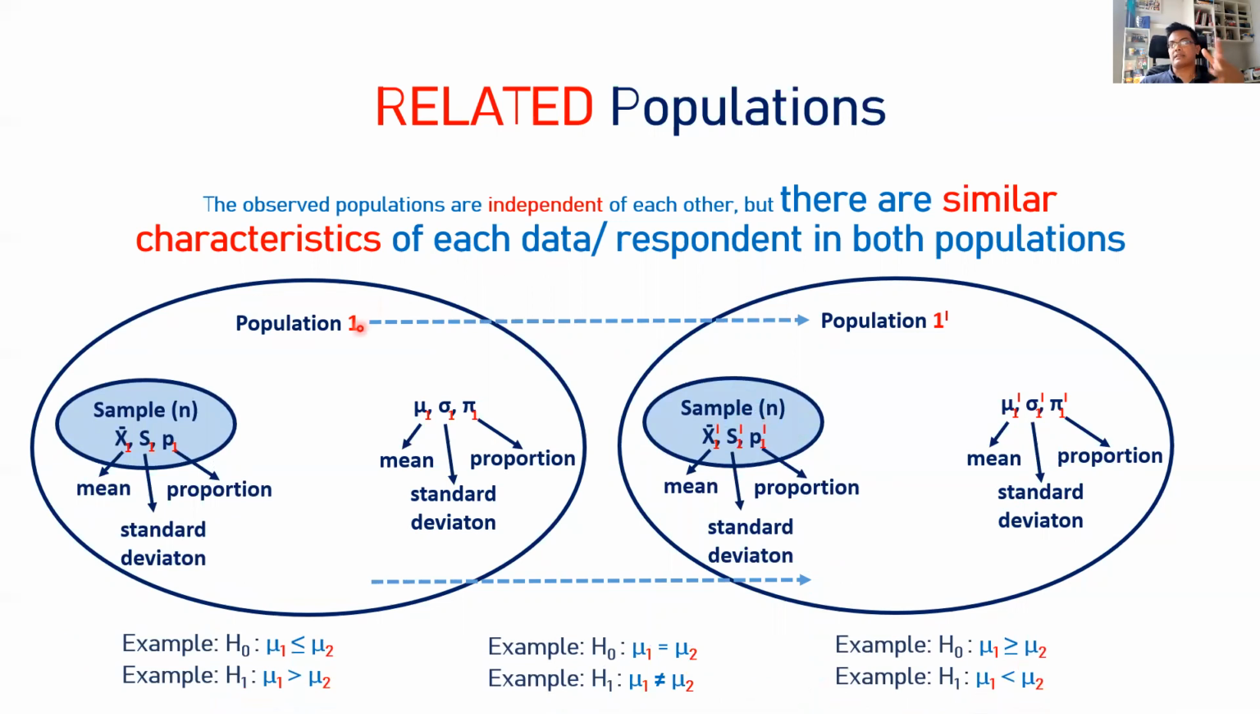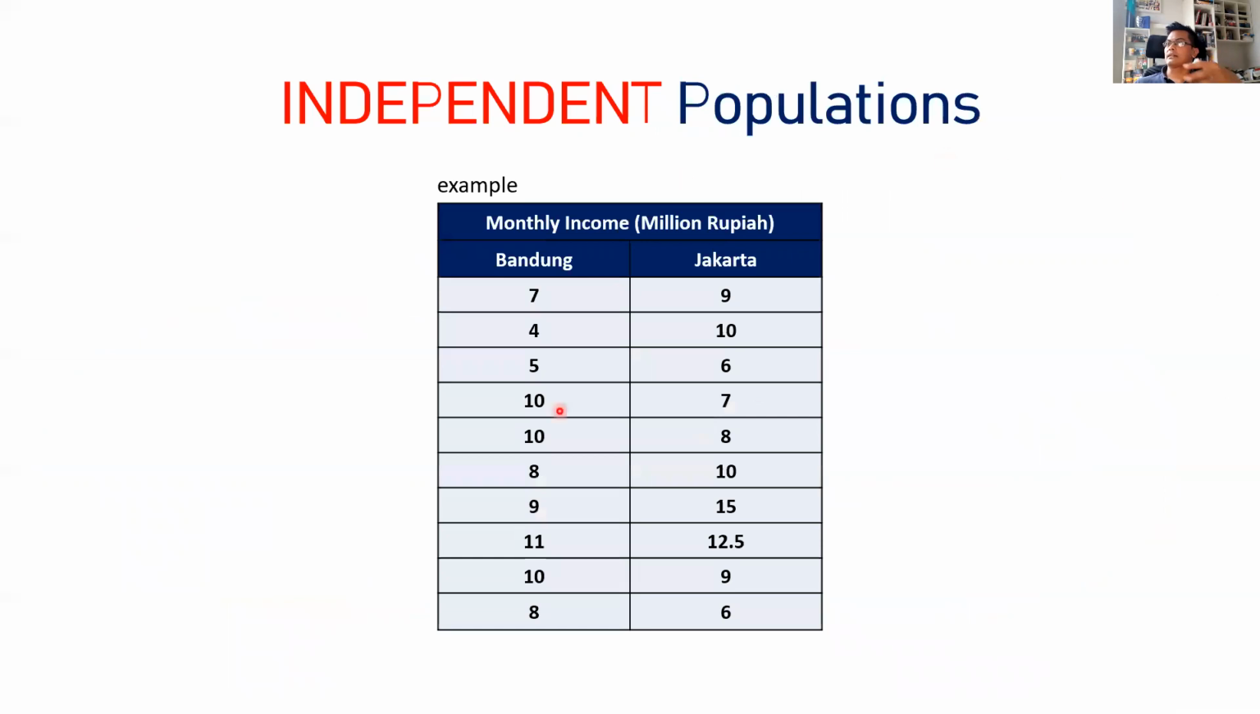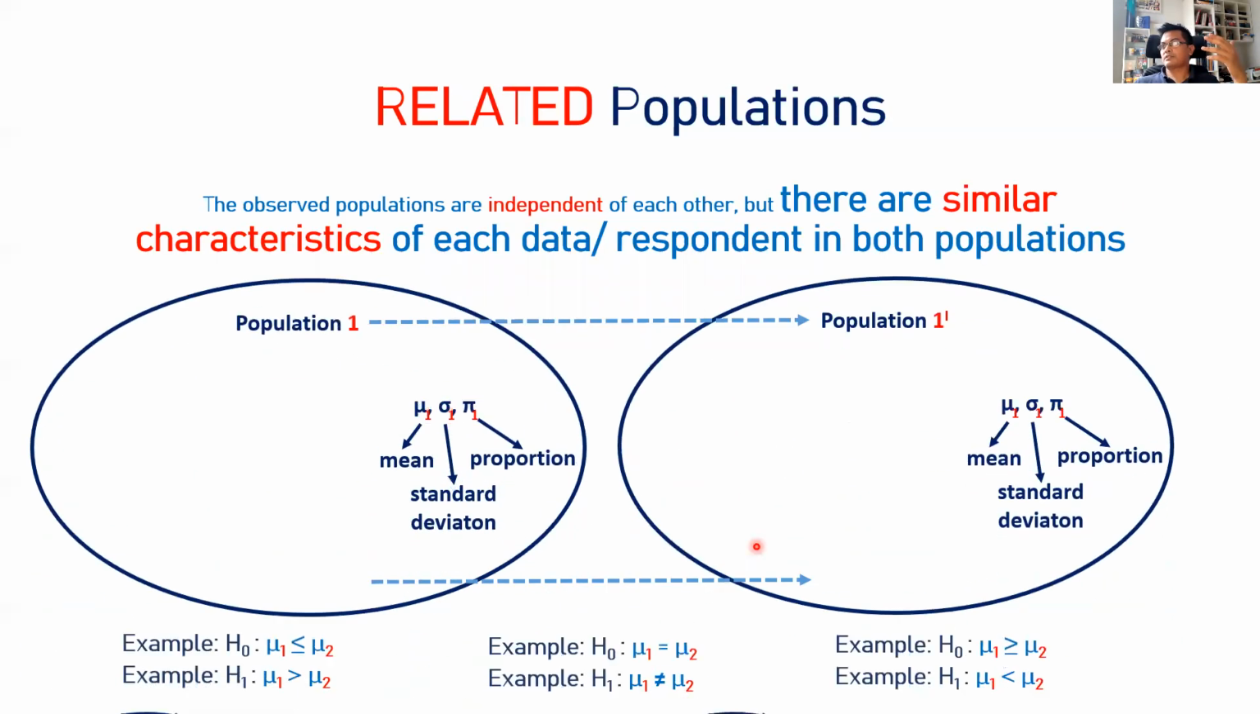So I write like this, population one and then population one accent. And if you look carefully at the sample identifier that I put on, this is X bar one, this is X bar one accent. What does it mean? I will show you in the following slides.